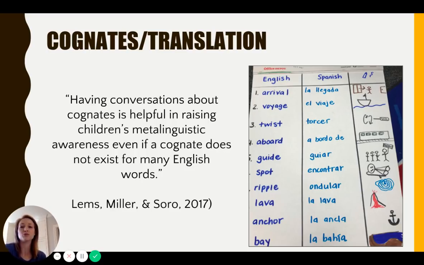We recently got two newcomers who both happen to be Spanish speakers. And so I started to use cognates and introduce them to the words in Spanish as well as English. One, so that they can have this kind of meta-linguistic awareness to know that sometimes a word that they see in English looks virtually identical to the word that they already know in Spanish. And oftentimes there isn't a cognate. The words don't look exactly the same, but I also find it helpful to tell them a similar word or what the word means in Spanish, just so they understand.